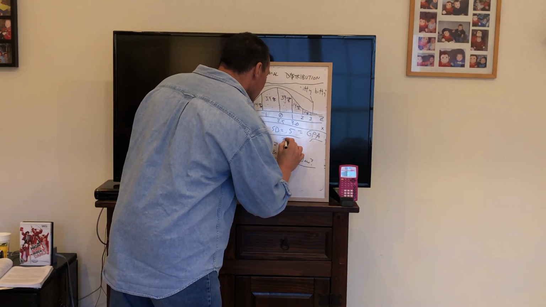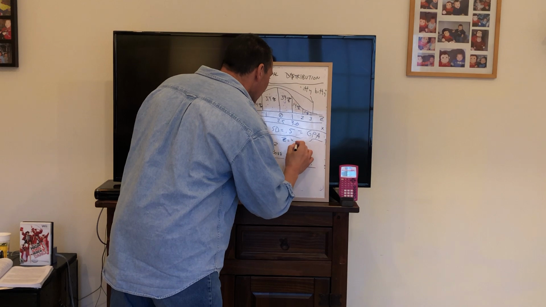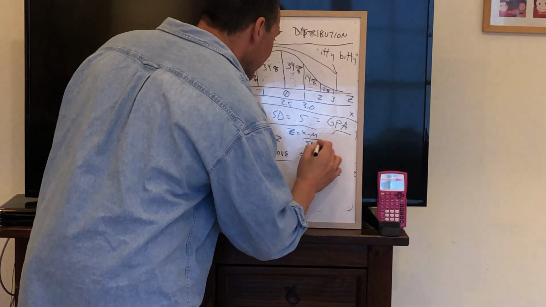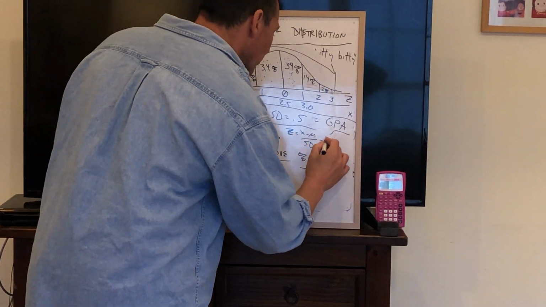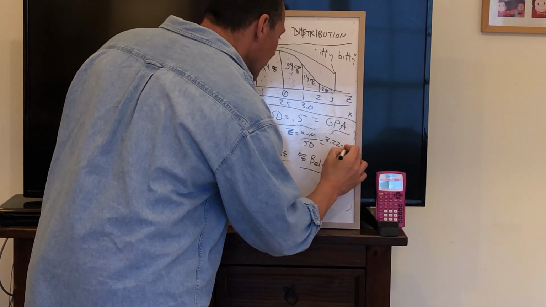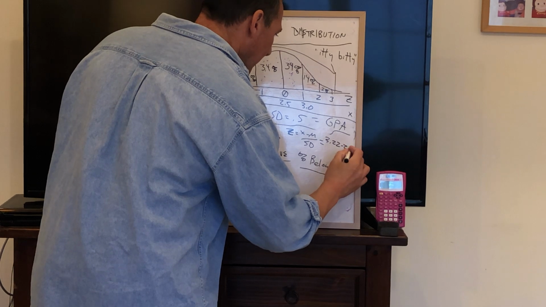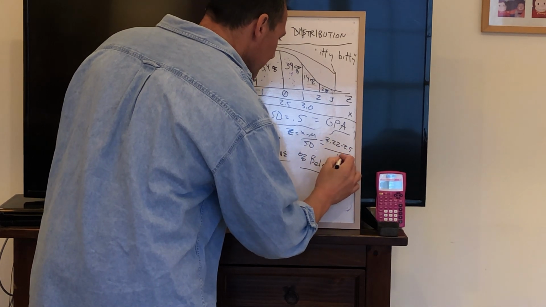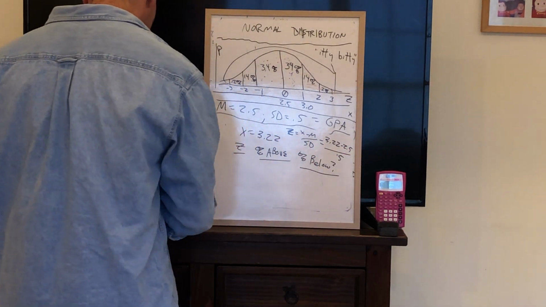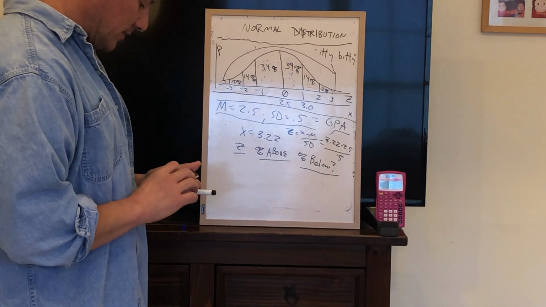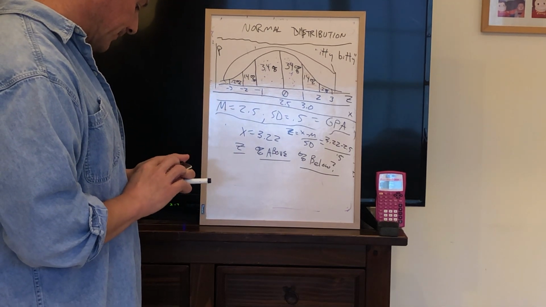Z equals x minus m divided by standard deviation, which is 3.22, minus the mean is 2.5, divided by standard deviation of 0.5. Let's get out my fancy calculator.